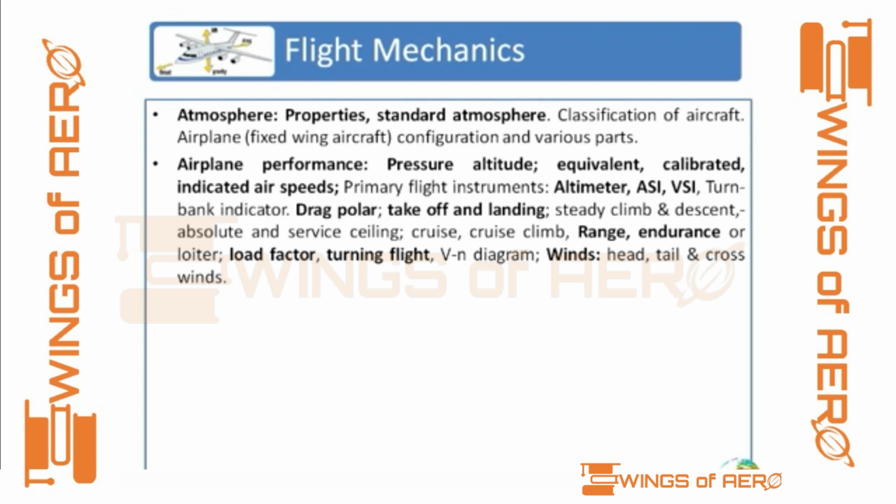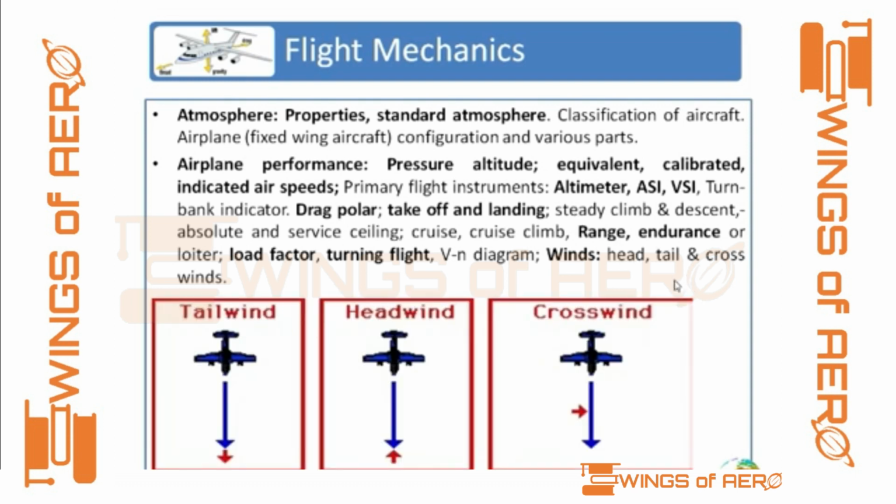Then comes wind. Here we have headwind, tailwind, and crosswind. You have to know the basic function of the winds, what the advantages of each wind are, and how to find the ground velocity of an aircraft. What is the advantage of a headwind and when is it required. Similarly for tailwind and crosswind.